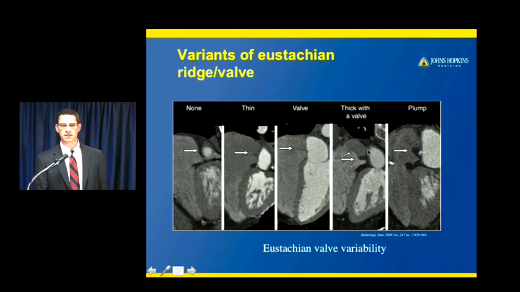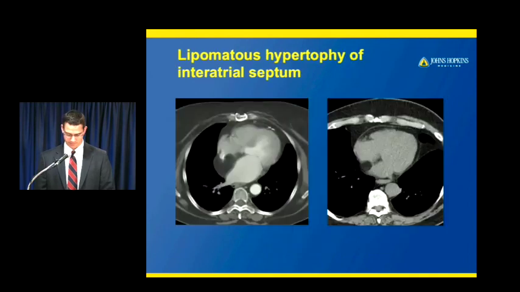The eustachian ridge or valve also has variations, and this is actually pulled from the literature, a nice study which showed different appearances of the ridge. Sometimes it's totally absent, sometimes it's little, sometimes it's very long, sometimes it gets infiltrated by fat and can be quite big. So again, those are all normal variations, but it's important to recognize that this is not a pathologic issue here. And then the last thing I want to touch on about cardiac anatomy, something we see quite often, is called lipomatous hypertrophy of the interatrial septum.